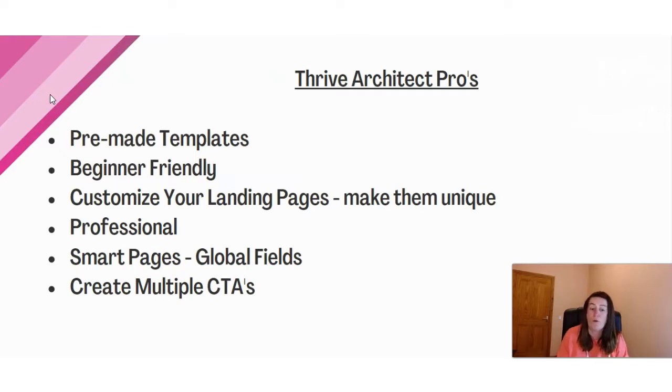Now, you can customize your own pages to make them unique, so they're not going to be like everyone else's. And also they have the smart pages. You can set up your different pages within the global fields in WordPress, and select that option when you're setting up a page, and you don't have to go through the same process over and over again because it's already saved in global fields. And lastly, you can create multiple CTAs. Like I mentioned at the beginning of the video, you can actually have a call to action for pretty much anything you want, and Thrive Architect will allow that.